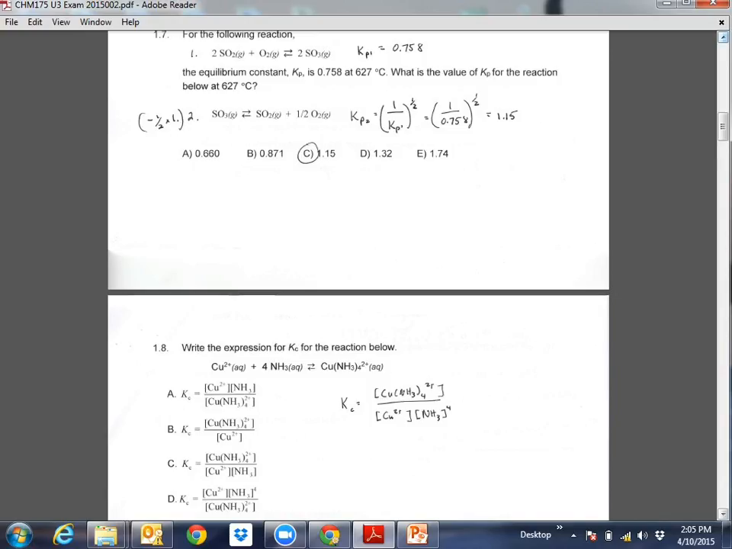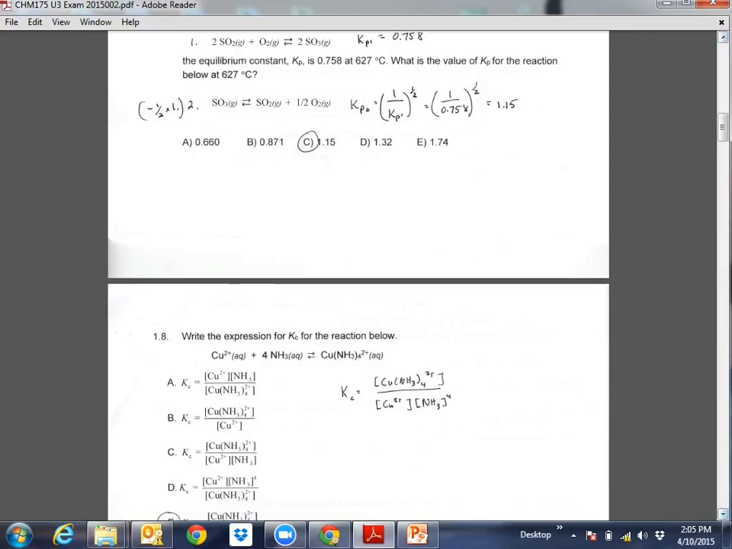Question 8. Write the Kc expression for this equilibrium. Again, it's the product raised to its stoichiometric coefficient divided by the reactants, each raised to their stoichiometric coefficients. Of course, that means the ammonium is raised to the 4th power, so that corresponds with E as the best answer there, or the only answer there for question number 8. Question number 9.